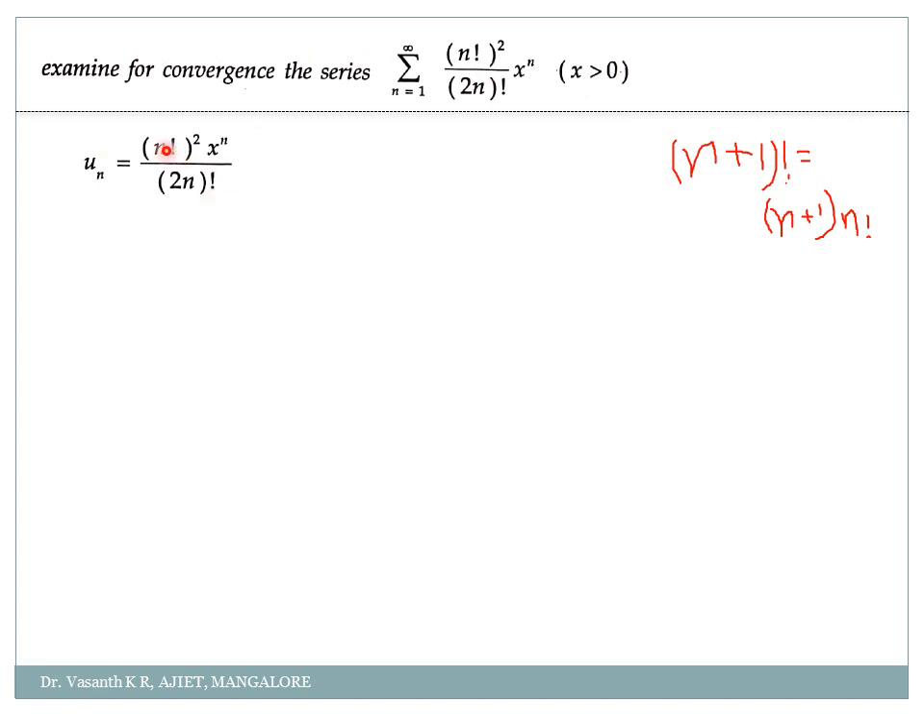So what is un here? N factorial the whole square into x power n divided by 2n factorial. Fine. Now replace n by n plus 1. I have replaced. See here, n plus 1 factorial the whole square into x to the power n plus 1 divided by 2n. If you replace n plus 1, 2 into n plus 1, so it will be 2n plus 2 factorial. Clear? Okay.